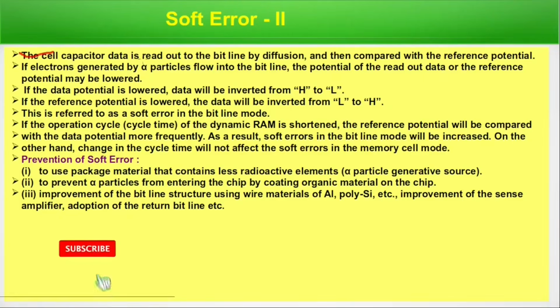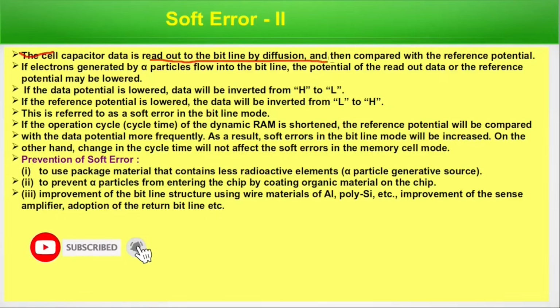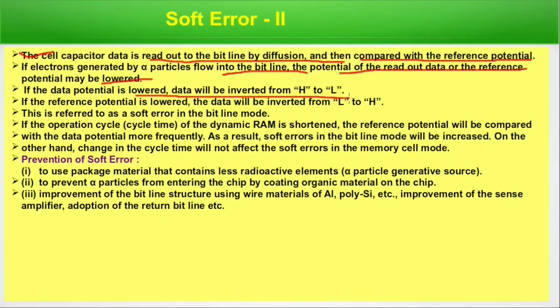The cell capacitor data is read out by bit line by diffusion and then compared with the reference potential. If electrons generated by alpha particles flow into the bit line, the potential of the readout data or reference potential may be lowered. If the data potential is lowered, data will be inverted from high to low. If the reference potential is lowered, the data will be inverted from low to high. So depending on where the extra electrons are flowing, the state is changed.